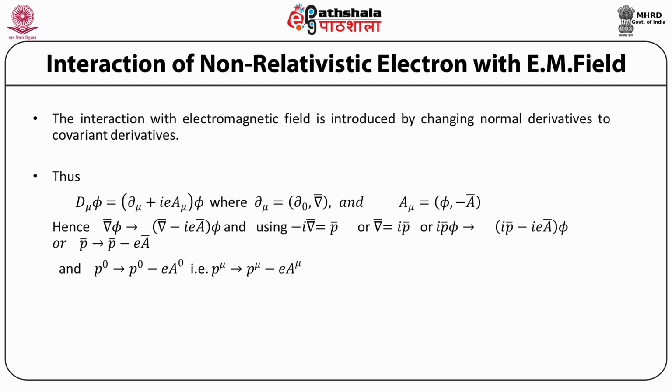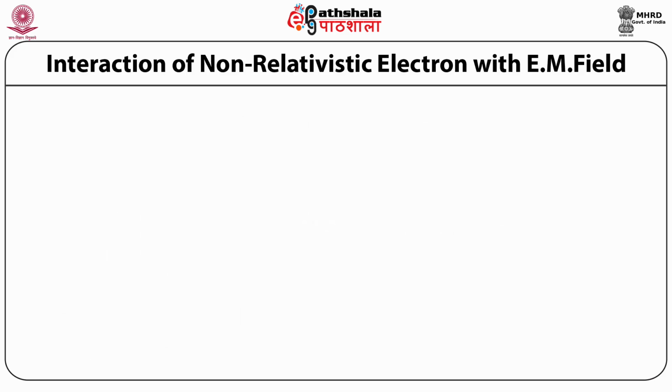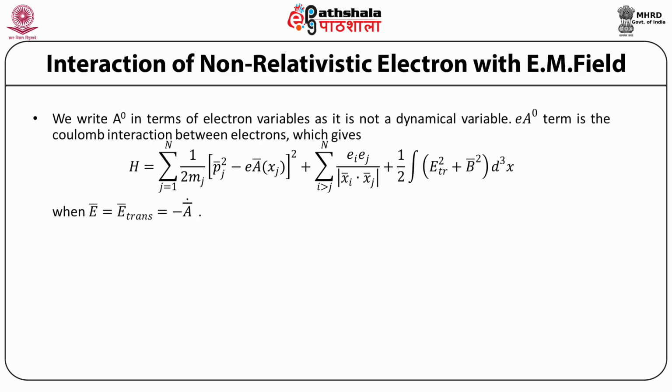Thus the Schrödinger equation (p vector squared by 2m plus V) acting on ψ is equal to Eψ becomes (p vector minus eA vector) whole squared divided by 2m plus V acting on ψ is equal to (E minus A0) ψ. Or we can write it as (−i∇ − eA) whole squared by 2m plus V plus eA0 acting on ψ is equal to Eψ in the form Hψ. We write A0 in terms of the electron variables as it is not a dynamic variable.